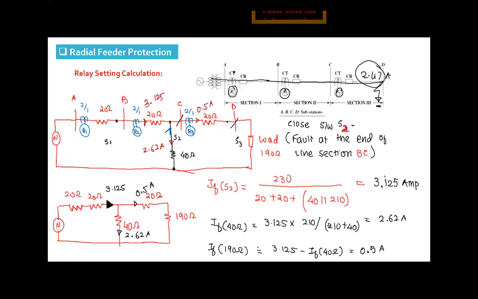Okay. Will R2 pick up? Yes, obviously. R2 pickup is 1.5 ampere and the current is 3.125. Will R1 pick up? Obviously. So for any fault in line section 2, R3 is not going to pick up, R2 will pick up and R1 will also pick up, because it gives backup to R2.